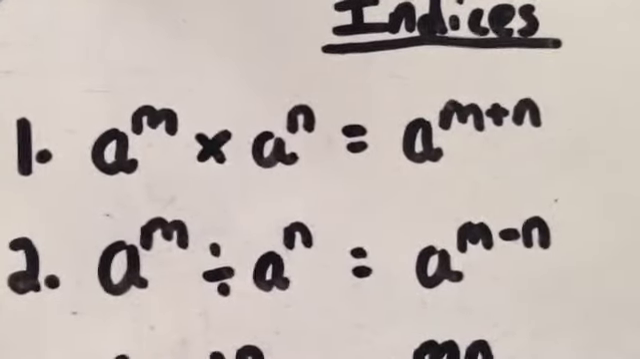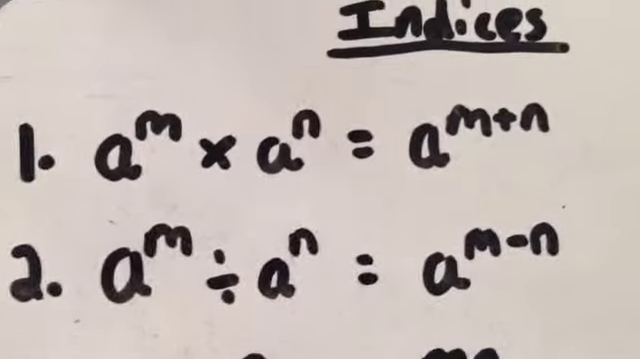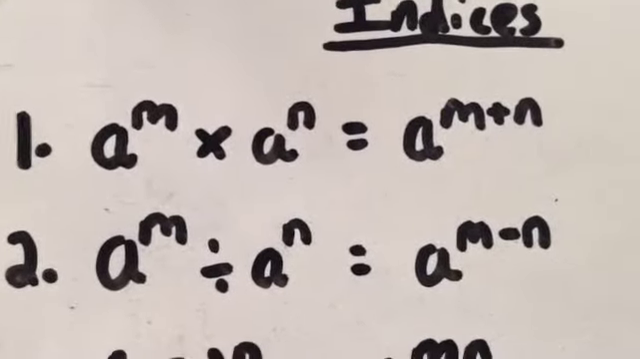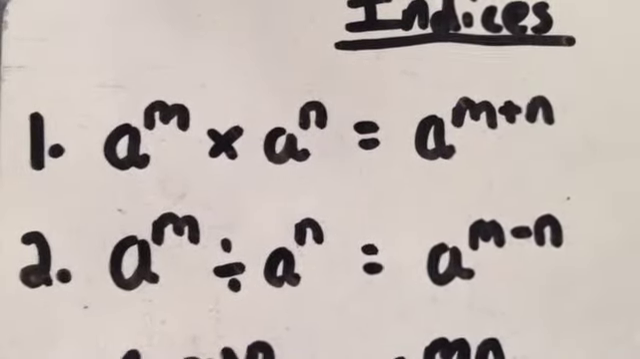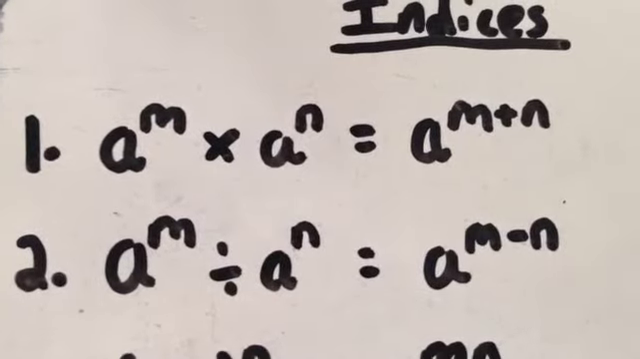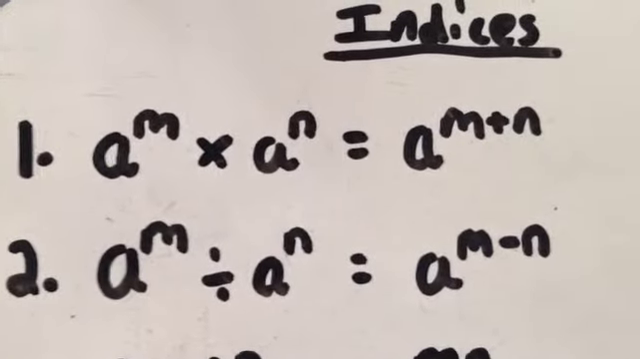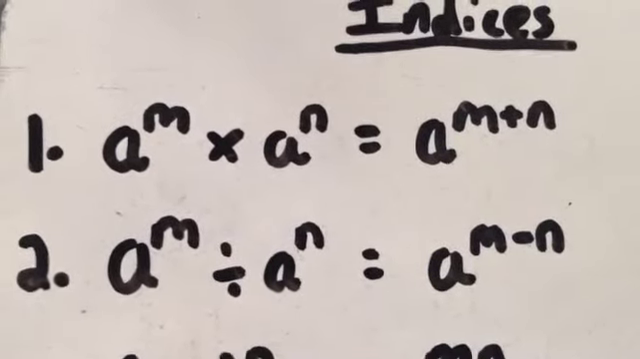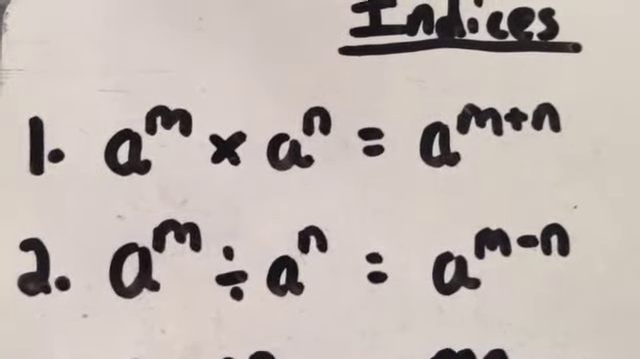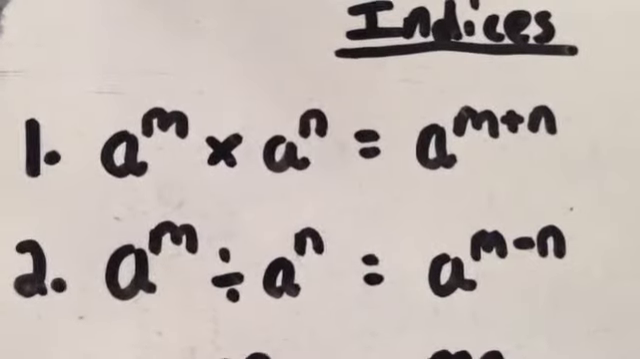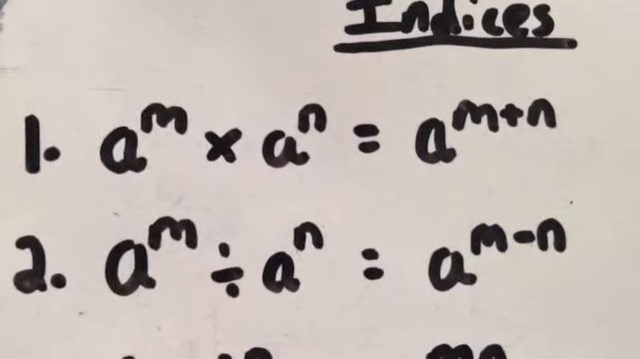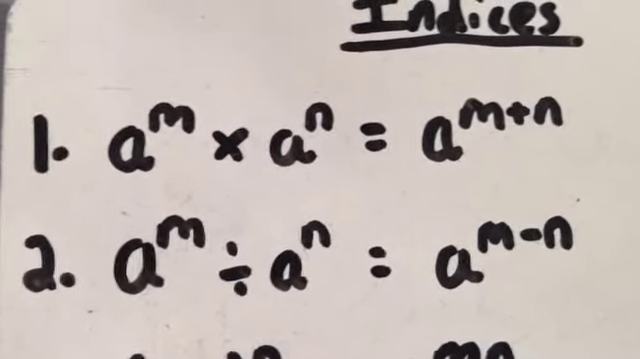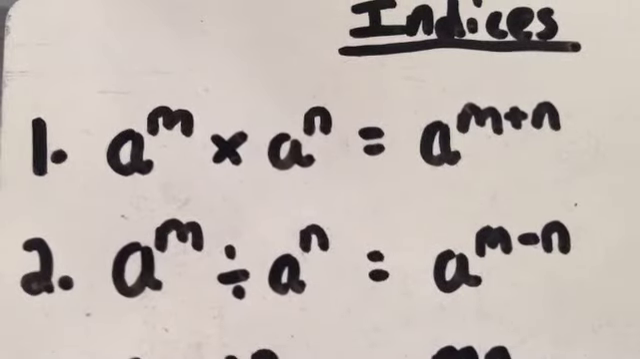So when multiplying indices, it's pretty simple. You just have to add the powers. So as you can see here, a to the power of m times a to the power of n will give you a to the power of m plus n. Then you look at dividing indices, which is pretty simple. It's basically the opposite. You have to subtract the powers. So here, a to the power of m divided by a to the power of n equals a to the power of m minus n.